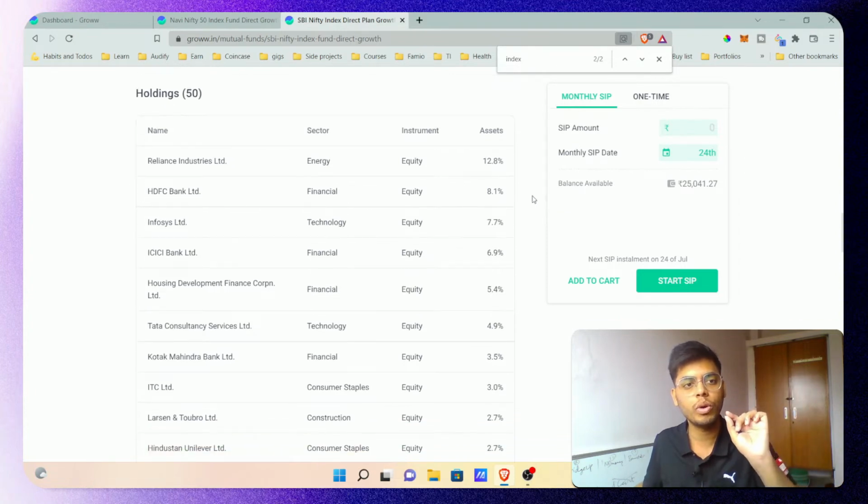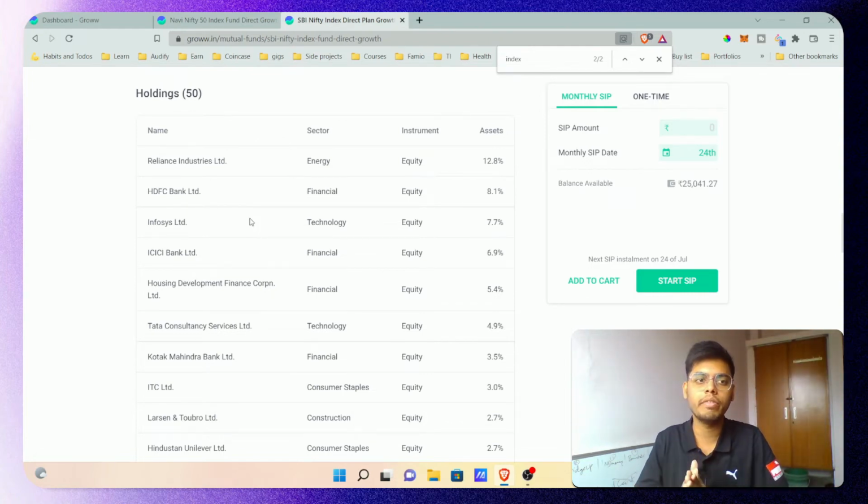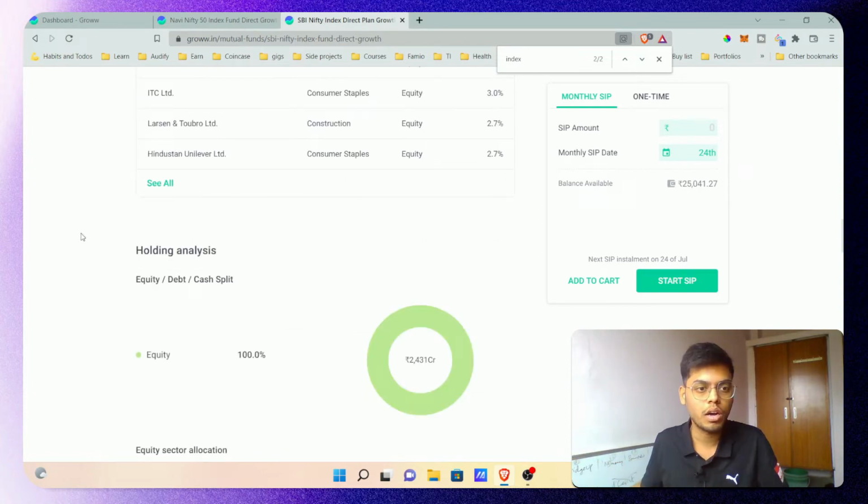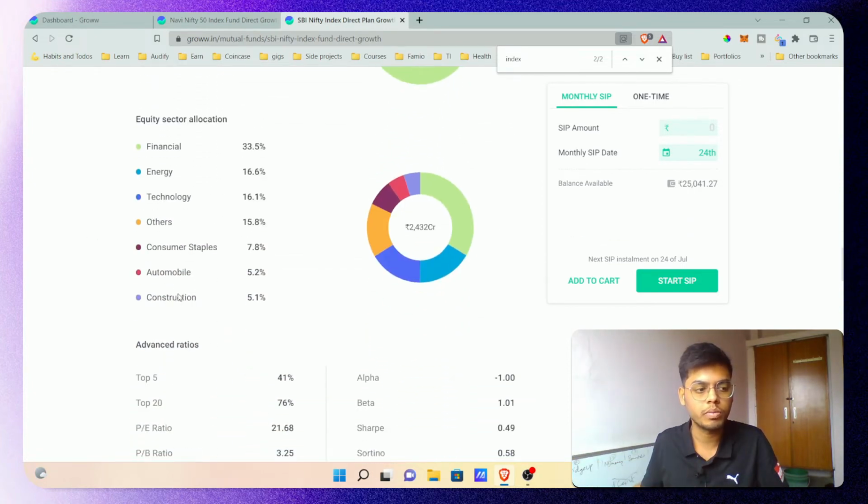Which means if you invest 100 rupees, 12.8 rupees goes into Reliance, 8 rupees goes into HDFC, 7.7 in Infosys, and so on and so on. So whenever you make a new investment, it is proportionately invested in the different holdings that the mutual fund has, right? And you can see different kinds of sector allocations, what are the different kinds of stocks which consist in this specific mutual fund.